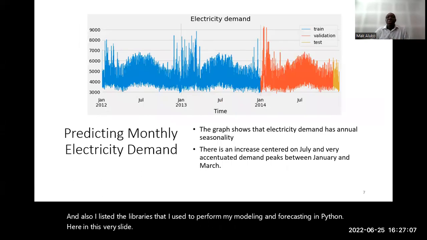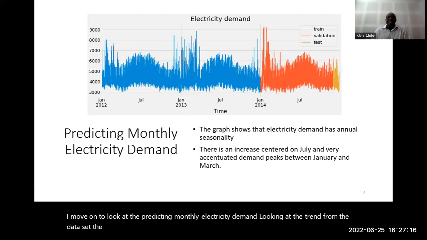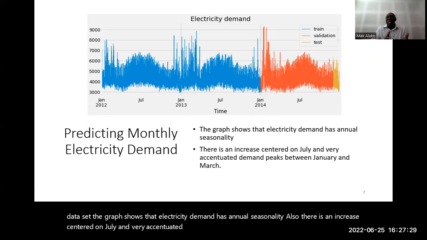I move on to look at predicting monthly electricity demand, looking at the trend from the data set. The graph shows that electricity demand has annual seasonality. Also, there is an increase centered on July and very accentuated demand peaks between January and March.